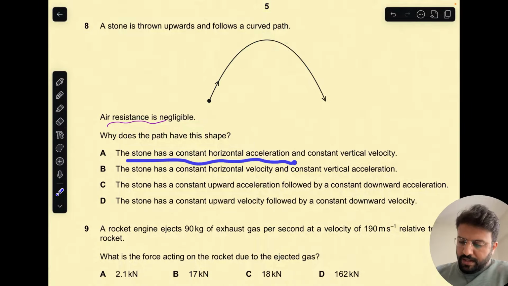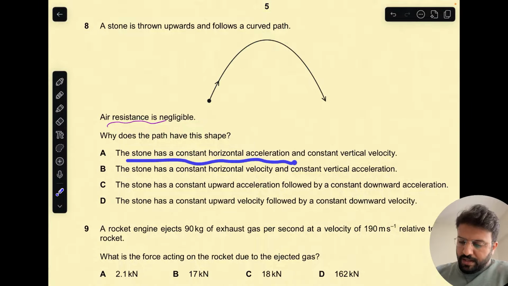There is no acceleration in the horizontal direction. The stone has a constant horizontal velocity, yes, because acceleration is 0, and constant vertical acceleration, yes, that is equal to g because there is no air resistance. Constant horizontal velocity because there is no force acting horizontally, so velocity will not change. It's option B.